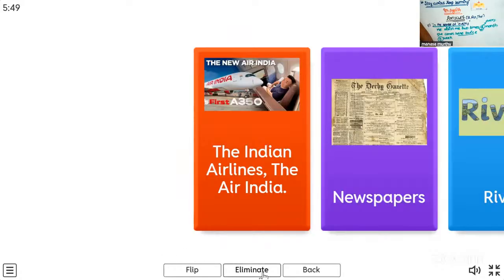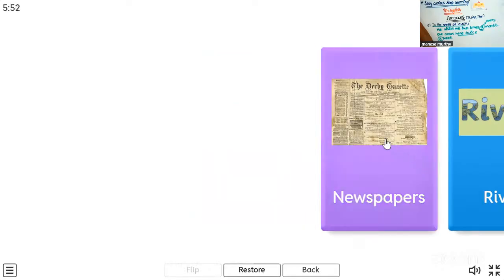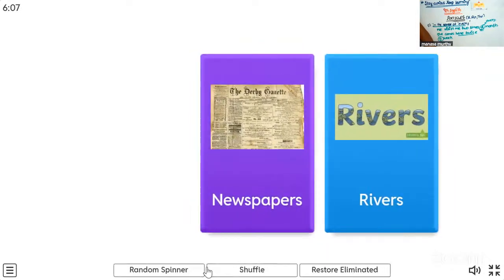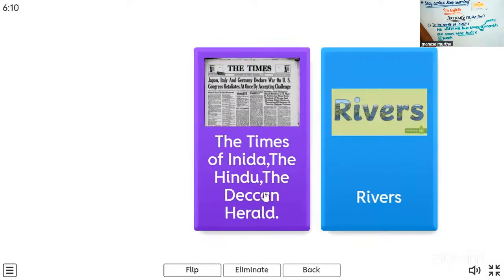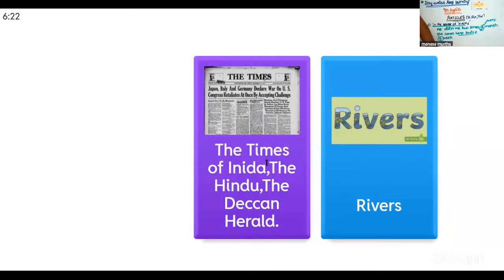Newspapers also. Have you noticed while purchasing a newspaper, at home, the Times of India, the Deccan Chronicle, the Hindu, before this newspaper name, article the would be prefixed. Okay. The Times of India, the Hindu, the Deccan Herald. The letters are jumped up. I'm sorry for that. The Times of India letters.